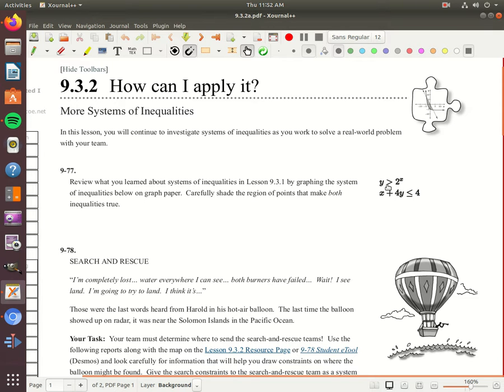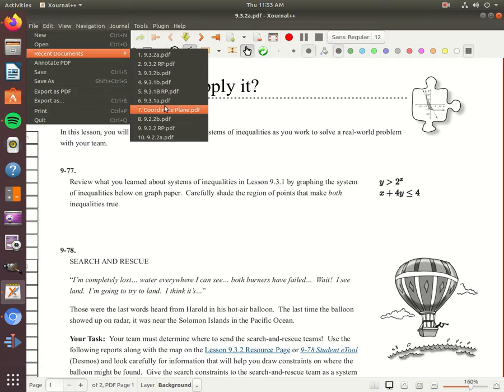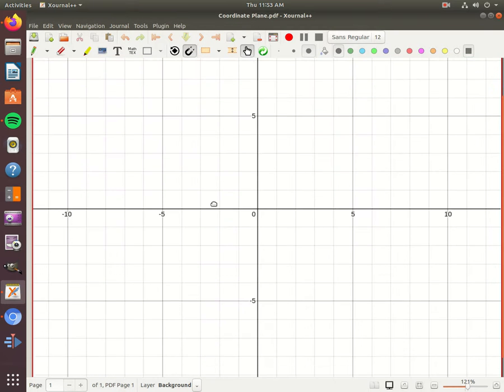So again, same thing I've been doing the last couple of videos. I'm going to jot these questions down. I'm going to bring them into the coordinate plane, and from there I will sort of rewrite the problem. So this is problem 977, and it's asking us to do y is greater than 2 to the x, and it is asking us to do x plus 4y is less than or equal to 4.